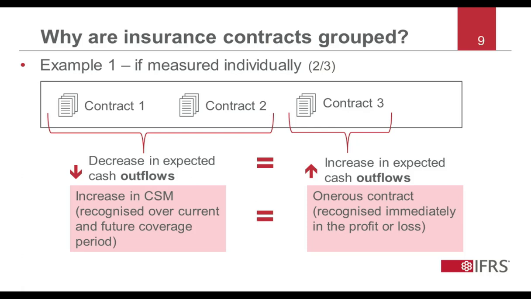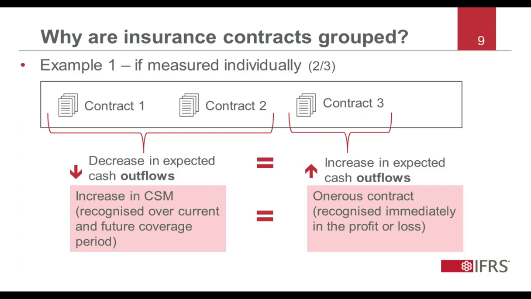This next slide illustrates what will occur if the 3 contracts are measured individually after initial recognition. For contract 3, the expected future cash outflows increase because of the increase in the probability of the expected claim. When measured individually, this change in estimates results in decreasing contract 3's contractual service margin to 0 and recognizing a loss for the remainder of the change in profit or loss. Contract 3 is onerous or loss-making.